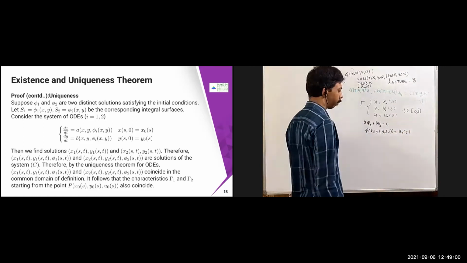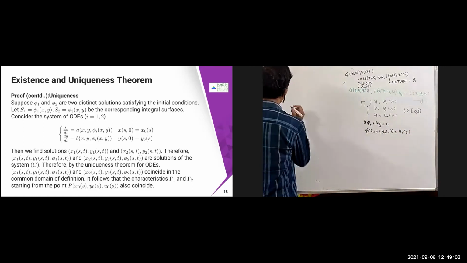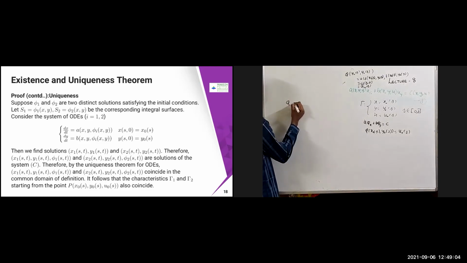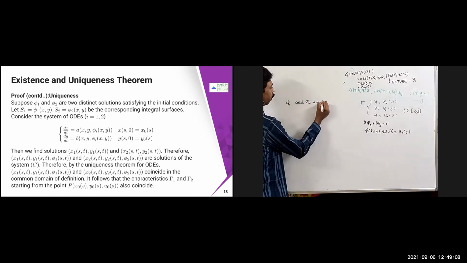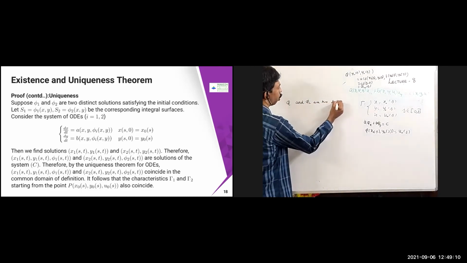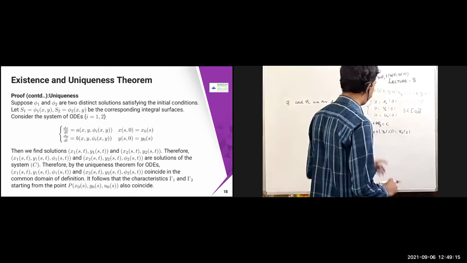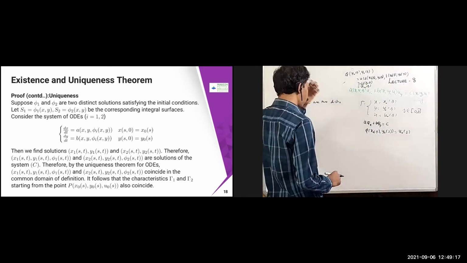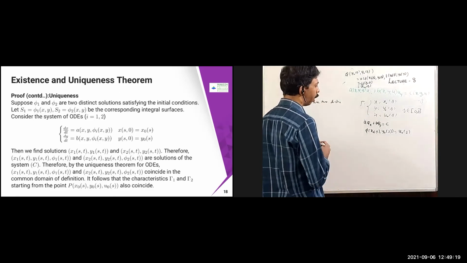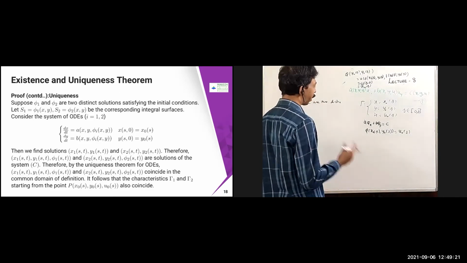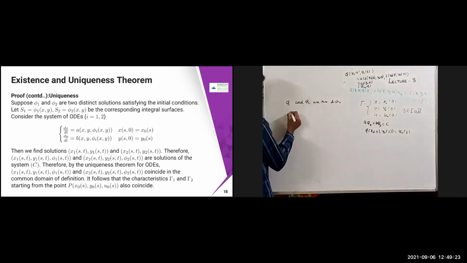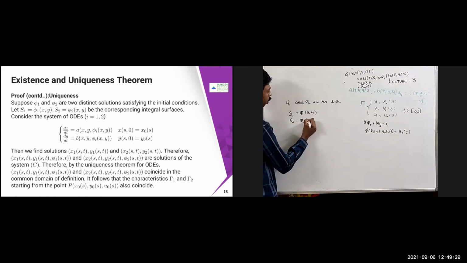Now suppose phi 1 and phi 2 are two distinct solutions of this equation, satisfying the initial conditions. Then we are going to take two integral surfaces: S1 is the corresponding integral surface for phi 1, and S2 is the integral surface corresponding to phi 2.